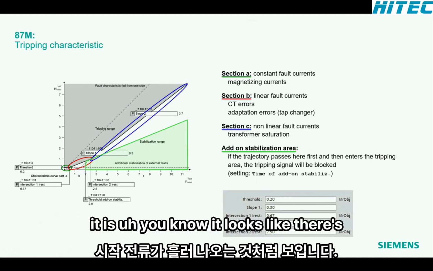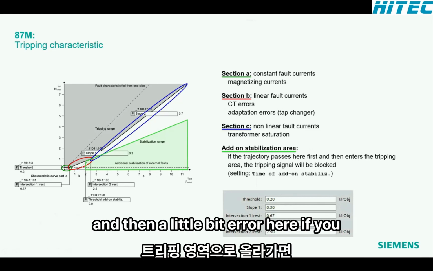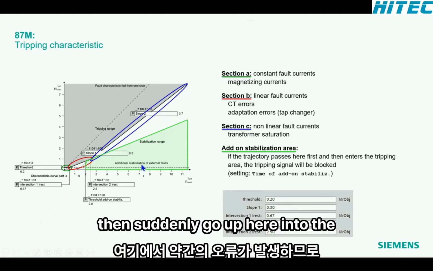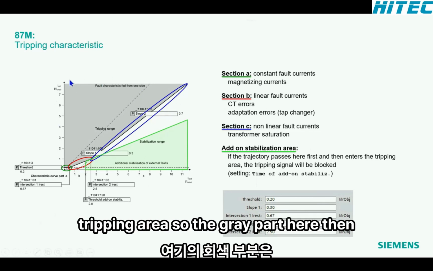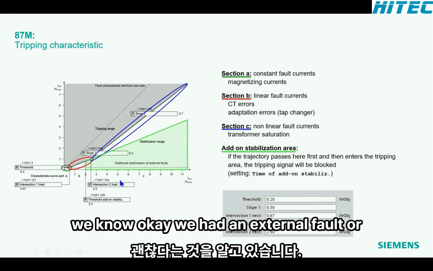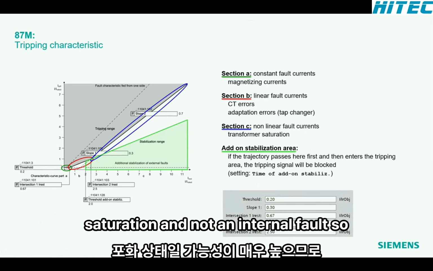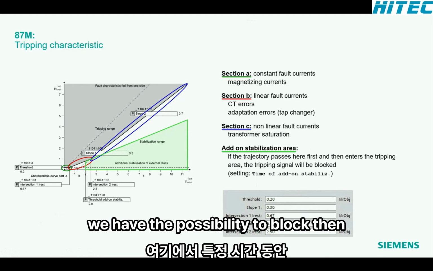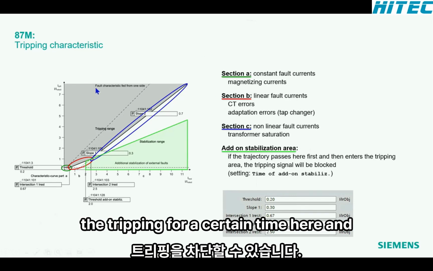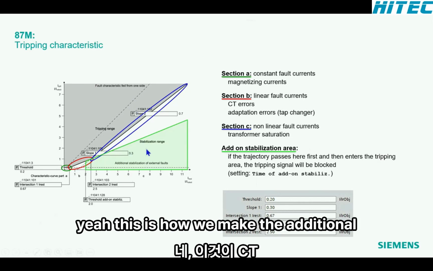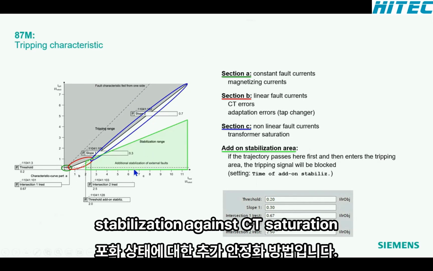It looks like the starting current flows in, flows out, and then a little bit of error here. If we then suddenly go up into the tripping area, the gray part here, then we know, okay, we had an external fault or the starting condition of the motor maybe. And if now I suddenly jump up, then it's very likely that I have CT saturation and not an internal fault. So we have the possibility to block the tripping for a certain time. And this is how we make the additional stabilization against CT saturation.